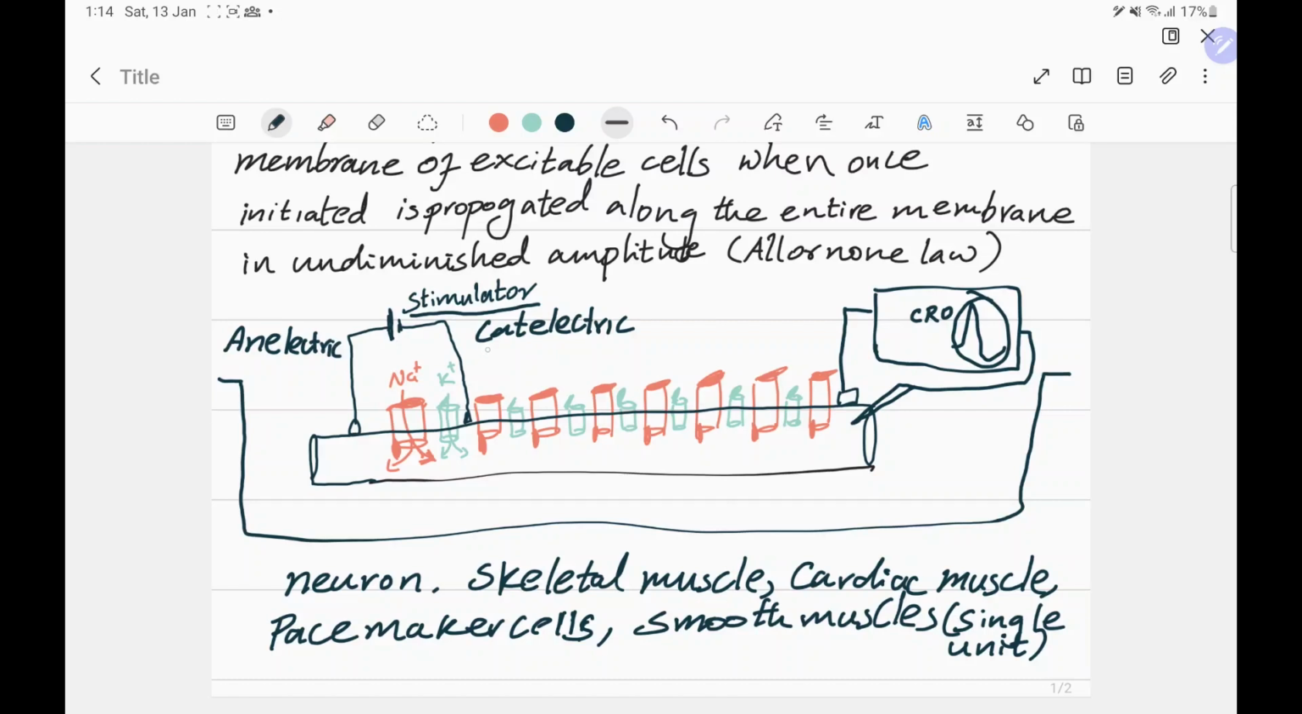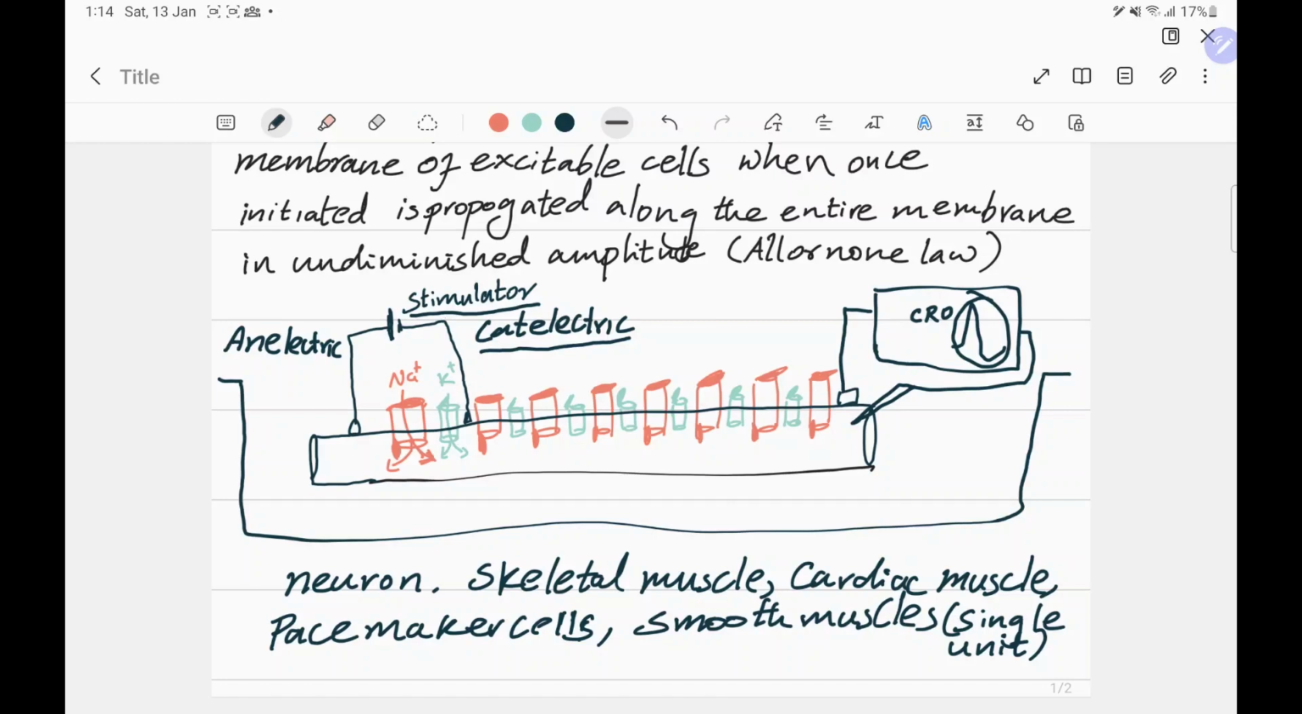When we try to stimulate this cell and create an electrical signal, in this case the action potential, we are going to use a catelectric current, and I'm going to emphasize and elaborate on this in some more time. So we have a neuron, we have this axon over here, and there is a stimulator on one side.